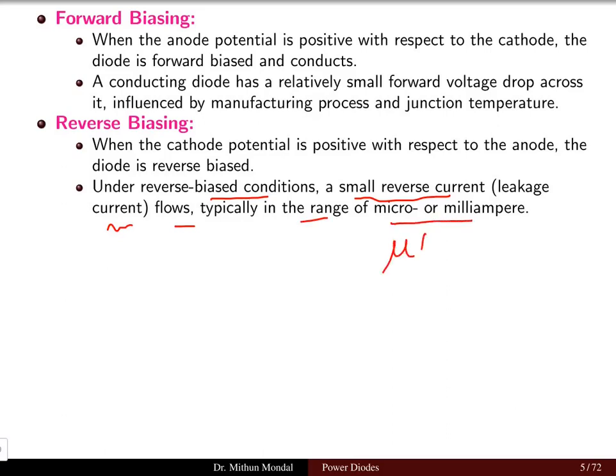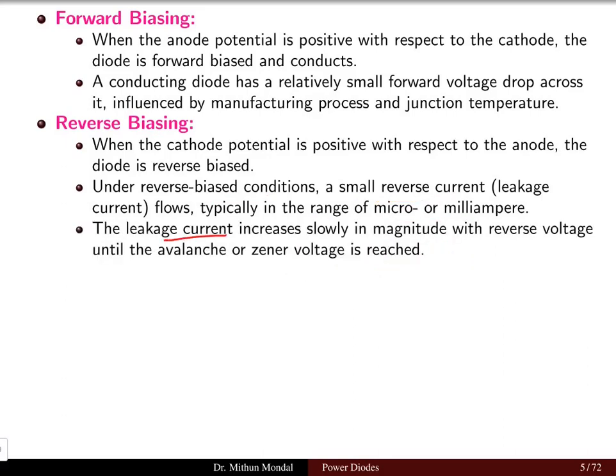So this current is very less, which is flowing in the reverse bias direction. This current is known as reverse current under the reverse biasing. The leakage current increases slowly in magnitude with reverse voltage until the avalanche or zener voltage is reached.